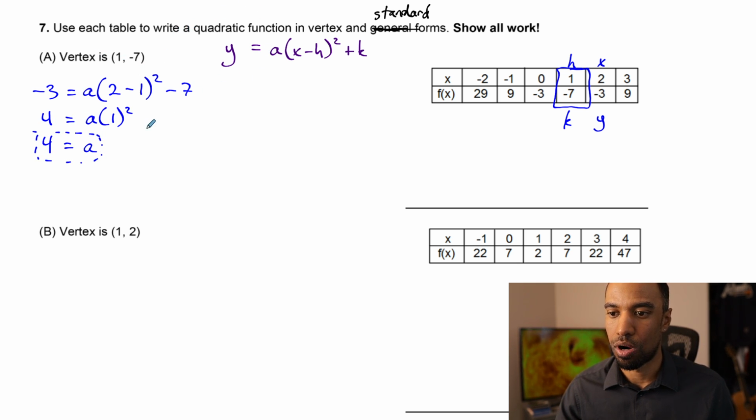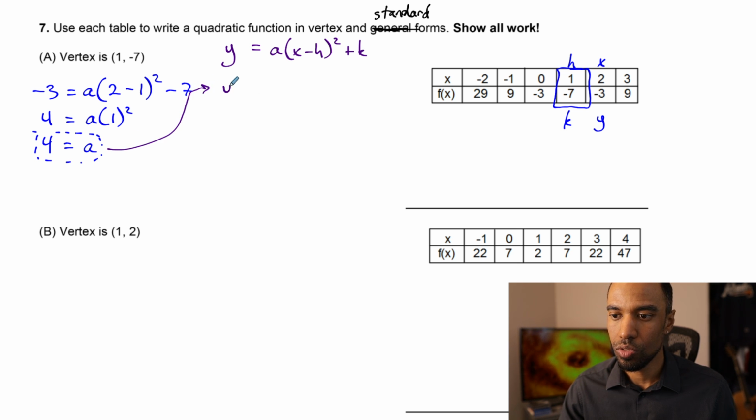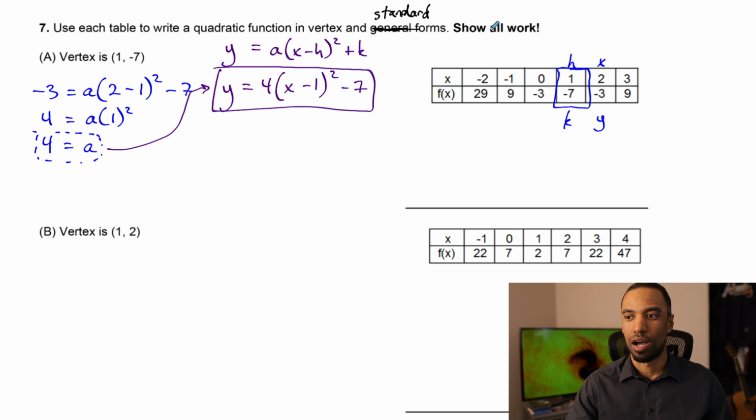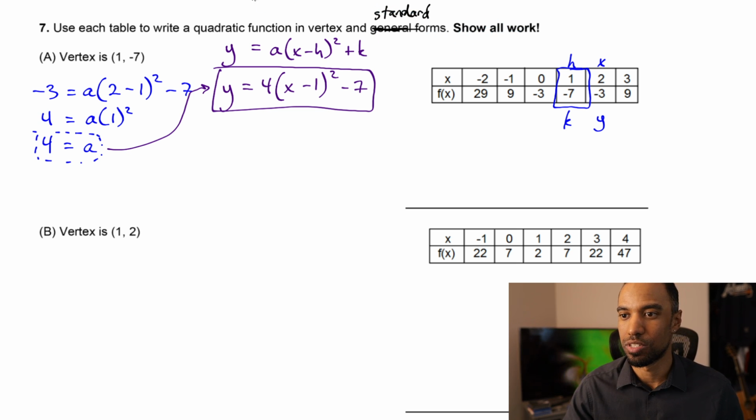So your vertex form here will be y equals 4 times the quantity x minus 1 squared, plus k, which is minus 7 right there. There's the vertex form. I don't know if they wanted it right here on this line since we have to do vertex and standard forms here.